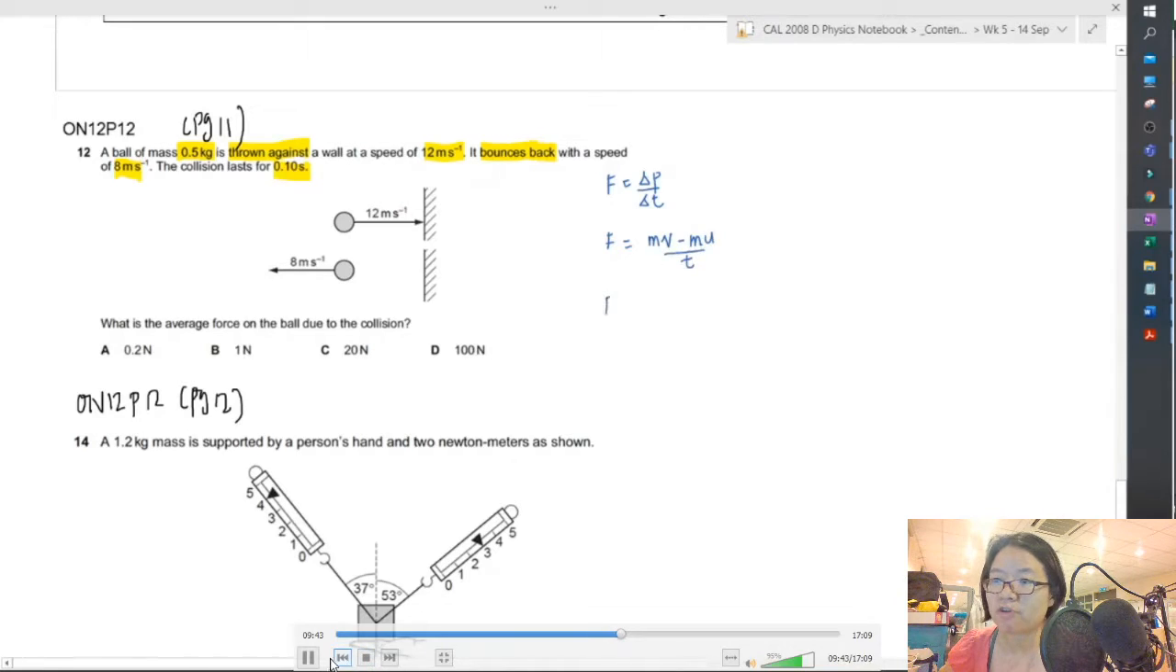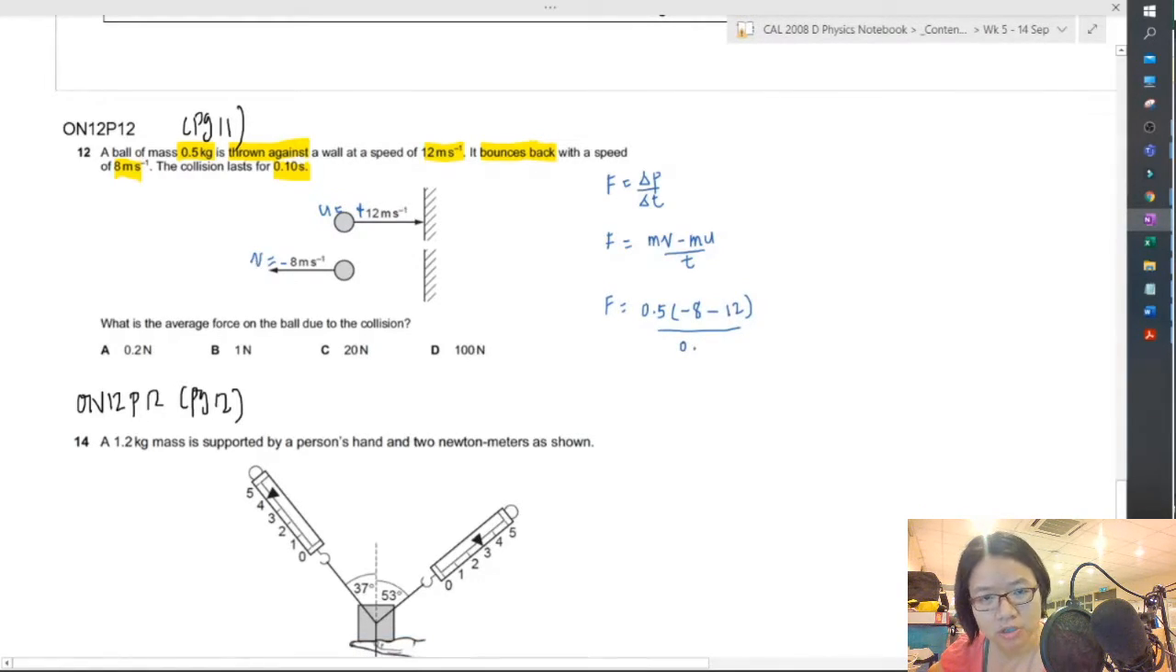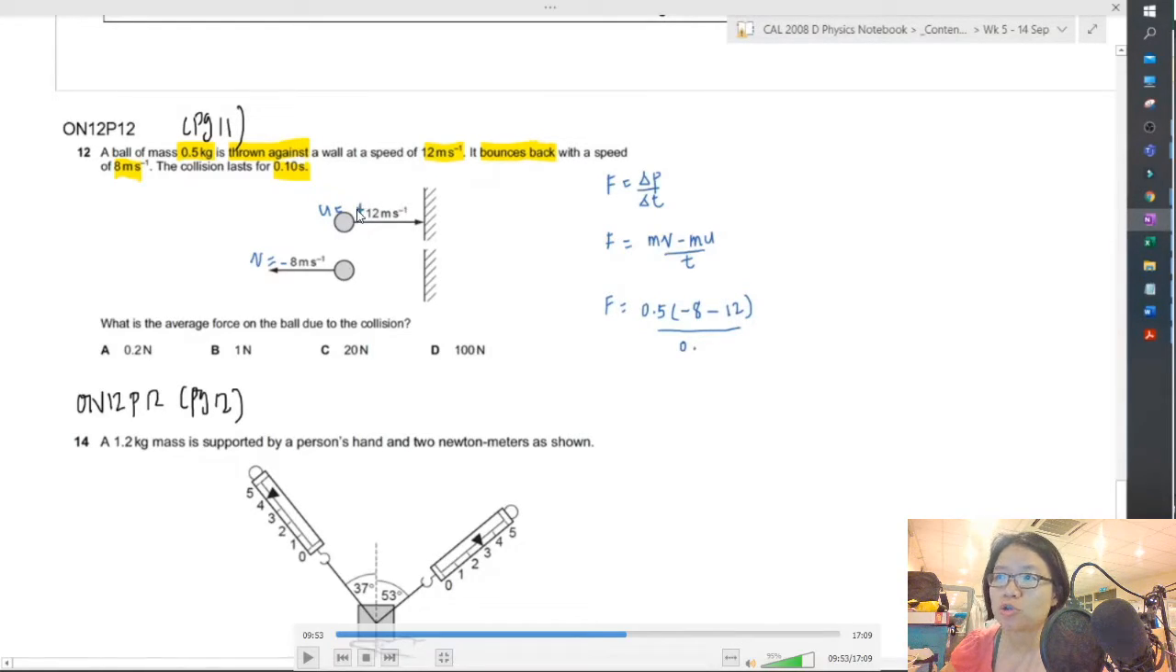Whenever you want to find force, you can take change in momentum over time. So I will take mv minus mu divided by t. But when I do this, I have to be aware enough to know that u and v are in opposite direction. So if I follow the normal sign convention where I take right as positive, then u will have the sign plus 12, and v will have the sign minus 8.